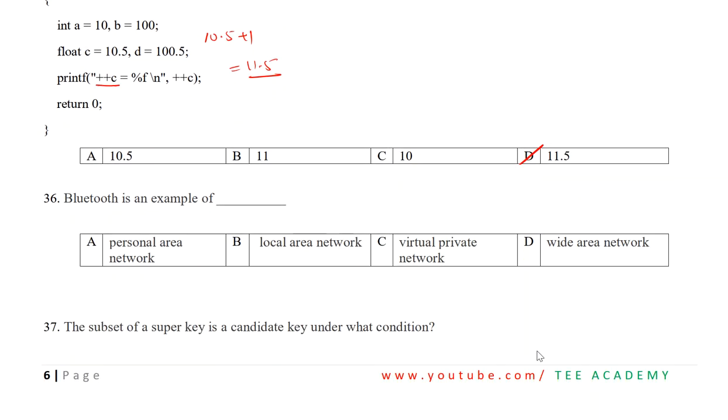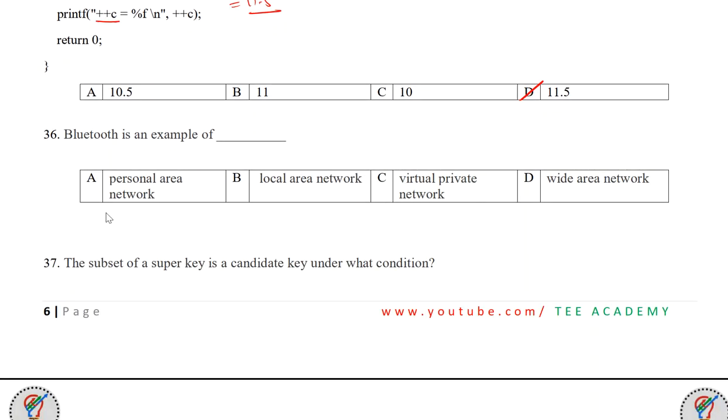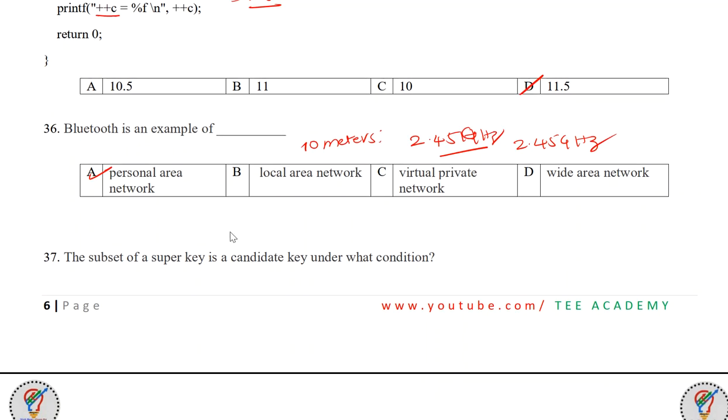Now the next question, 36th question here. Bluetooth, which you are using with your mobile phone and headsets, is an example of what? So Bluetooth is a wireless technology used to create a wireless personal area network, for data transfer up to a distance of how much? You can use it up to 10 meters. It operates at the 2.45 gigahertz frequency band. I will write again here: 2.45 gigahertz. Okay. Next one, 37th question here.